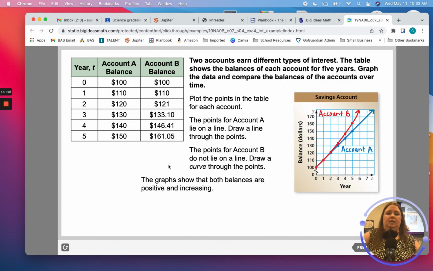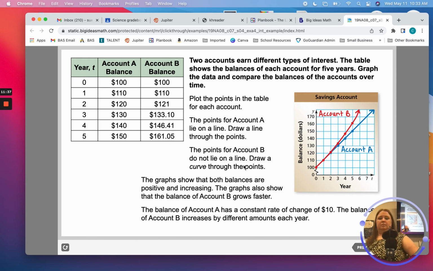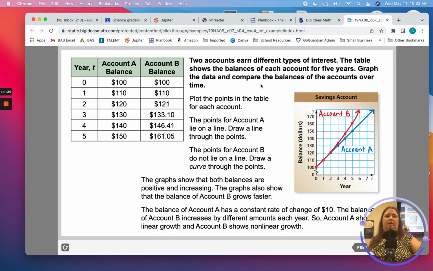Okay. How would we put that? Looking at these, is account A considered a linear equation? Yes or no? Yes. Is account B a linear equation? No, because it's got a slight curve, right? Is that all we had to ask? Graph the data, compare the balances. That was the whole thing. Oh, the balance, you make a whole lot more money with your nonlinear equation.